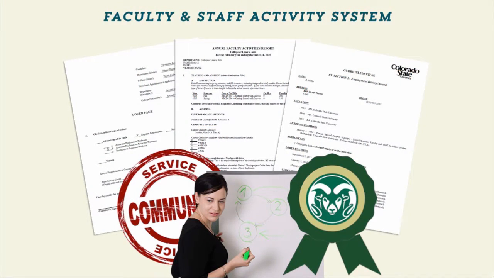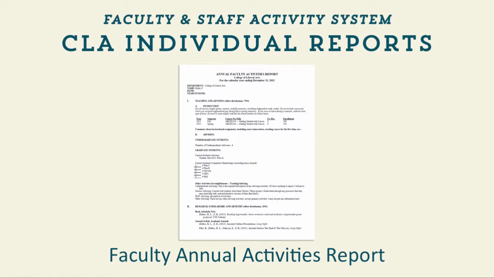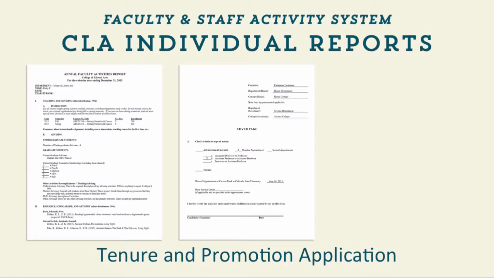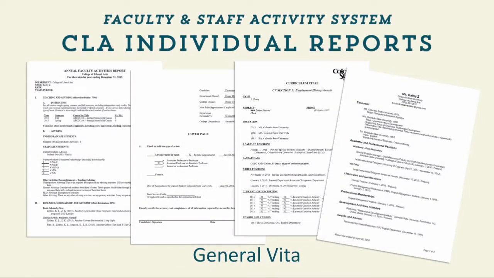Faculty-level reports are reports that anyone with an FSAS account can generate about their own academic activity and achievements. These reports include the Individual Annual Activities Report, the Tenure and Promotion Application, and both the CSU Vita and a General Vita.